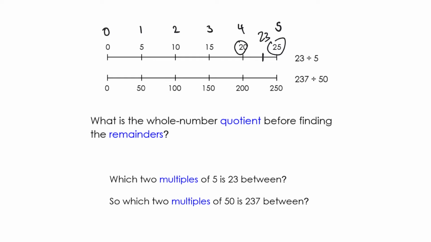So same thing here with 237. 237 would be right around here. And which multiple of 50 is it in between? Well, here's 0, 1, 2, 3, 4, and 5. So this will get explained in the upcoming slides. Okay, so which two multiples of 5 is 23 between? So we said 4 and 5. And here it's also 4 and 5.